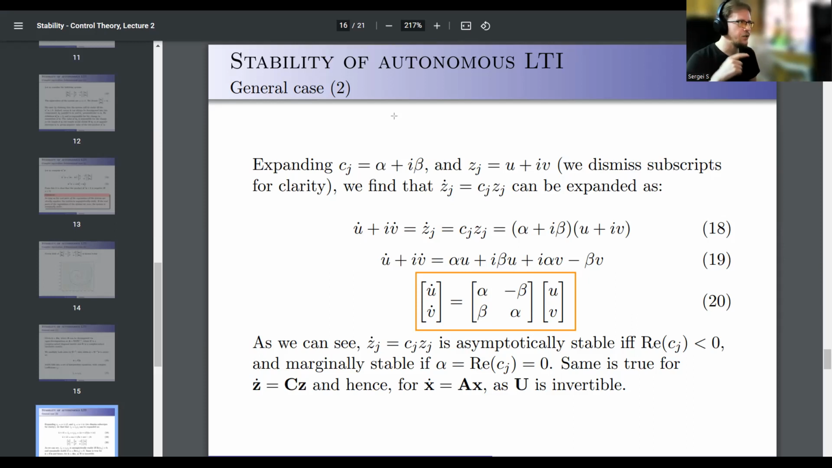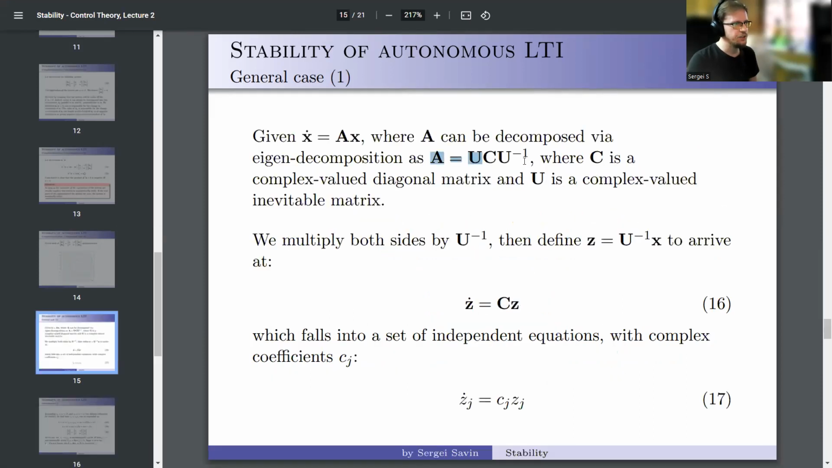If at least one eigenvalue has real part equal to 0 and everything else is non-positive, it is marginally stable. If at least one eigenvalue has positive real part, it is unstable. That's it. Now, we did that only for systems which have this complex eigendecomposition, so it's very general, but only for those.